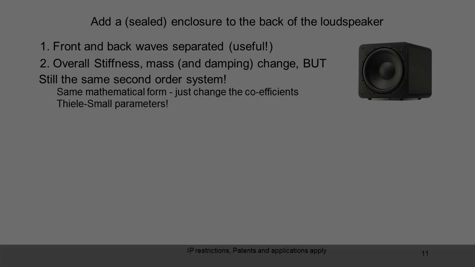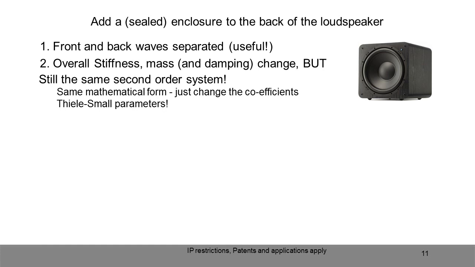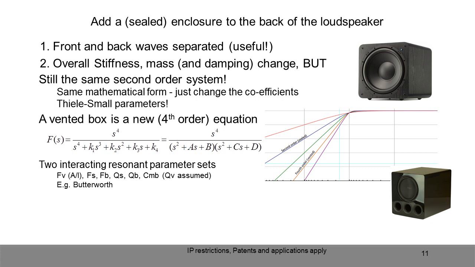Seeking a sealed box enclosure means that you've separated out the front wave from the back wave. That's a good idea, they don't cancel. But it also means that you've added a whole lot of air on the cone and made the cone stiffer. And that air's got mass, and that air's got loss. So when you combine that air with the speaker, everything changed. But it was still a second order system. You'd added more mass, you'd added more stiffness, you'd added a bit of loss, but it was still the same equation. All you needed to do was to work out the coefficients and you'd have the response. Then you could play with them and get what you wanted.